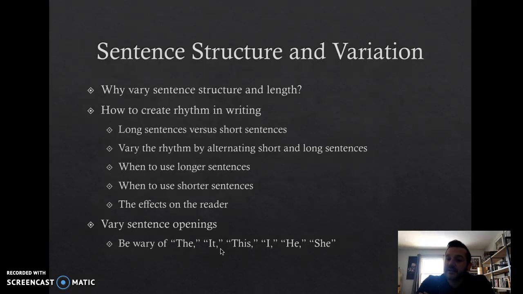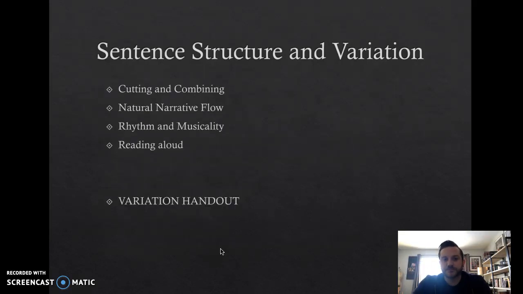So read your writing aloud. It's going to help you find these things. And it's also going to help you build this rhythm, okay?